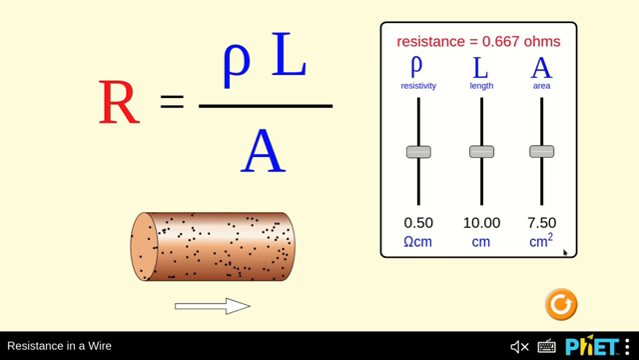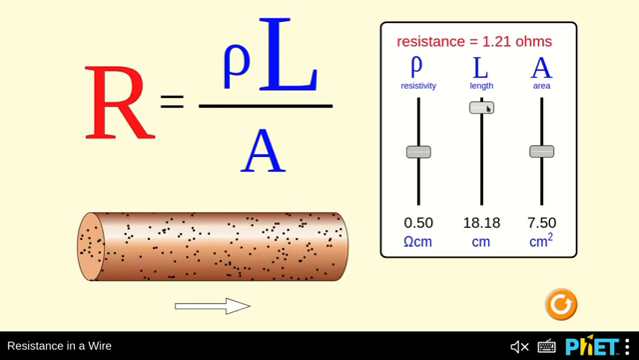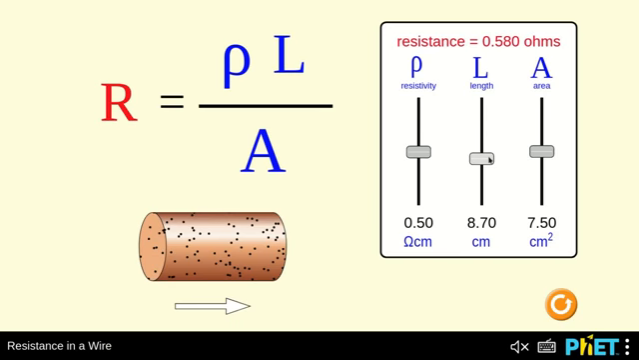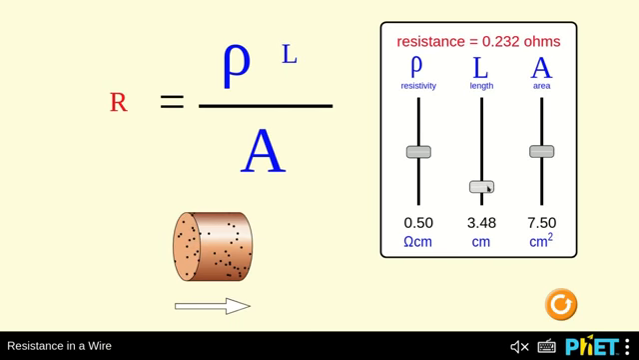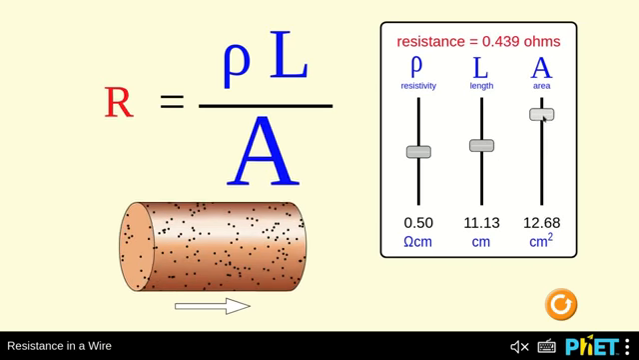Now we shall see how the relation between rho, L, A and the resistance depend using the simulation. If you increase the length, you can see that the resistance of the wire increases. As you decrease the length of the wire, the resistance decreases. Similarly, if the area of cross section is increasing, the resistance decreases.